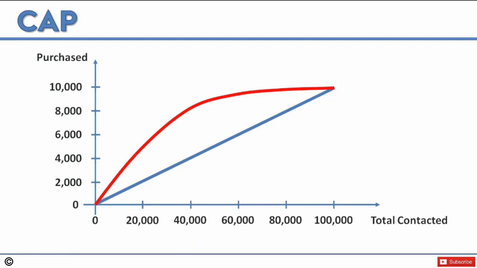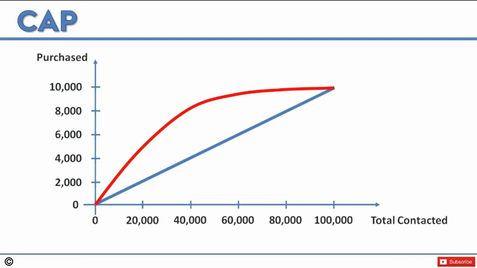And as you can imagine, the better your model, the larger will be the area under this line. So the area between the red and the blue lines will increase as your model gets better. And if your model is worse, then this red line will be closer to the blue line, so it'll be closer to random.